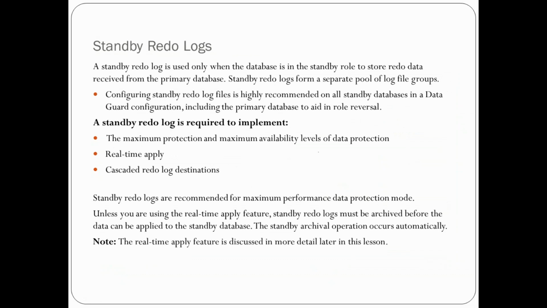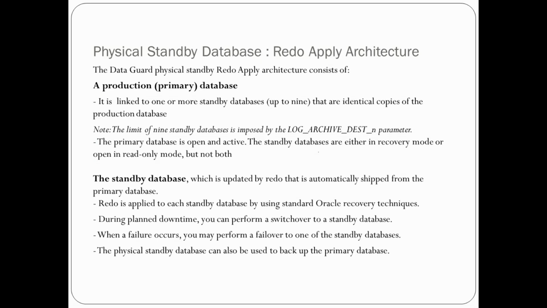I'm not discussing it right now. What they are saying is that maximum protection and maximum availability are different in the real-time apply. We have three categories actually: maximum availability, maximum protection, and maximum performance. So in case of real-time apply and in case of cascade redo log destination, all these things should be used. So you understand the concept of the primary and the standby database.